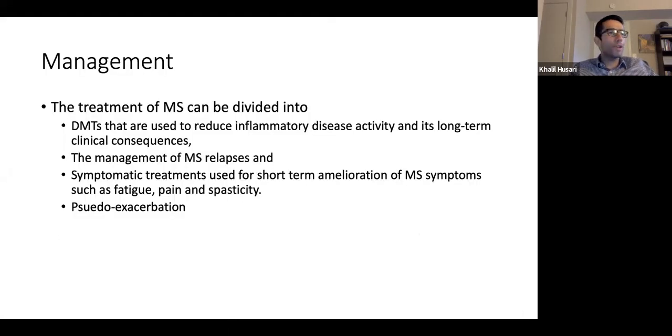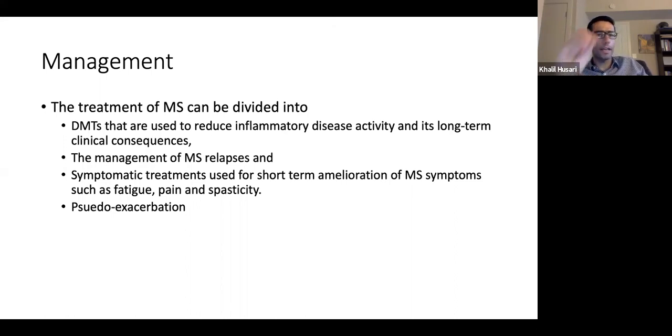Okay, how are we going to treat these patients now? So the treatment can be divided into multiple things. The first one is what we call disease-modifying therapy. Disease-modifying therapies help to reduce the inflammation and to prevent any future clinical attacks. The other thing is how we're going to manage the acute symptoms.